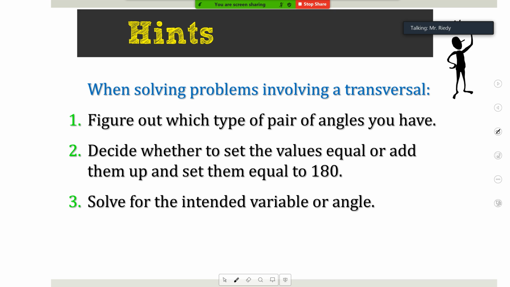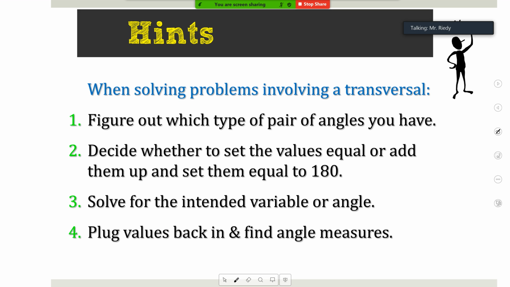Step 3, solve for the intended variable or angle. Sometimes those are one and the same. X represents an angle, sometimes it doesn't represent an angle. And then step 4, plug your values back in to find angle measures.